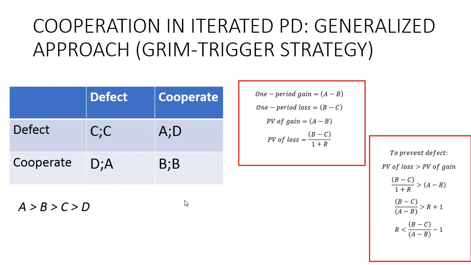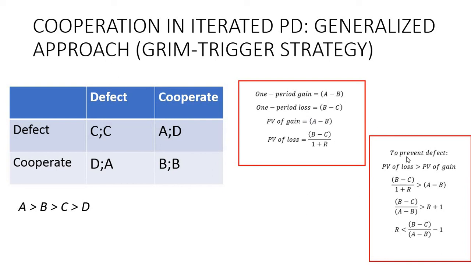However, then for each period, this outcome will be unachievable. So then for every period, both players will end up here, defect. So 1 period loss will be equal to B minus C. So each period I will get C, however I could get B. So present value of gain is equal to A minus B, because this is 1 period gain, 1 time gain, which happens here and now. And present value of loss will be calculated as B minus C, 1 period loss divided by 1 plus R.